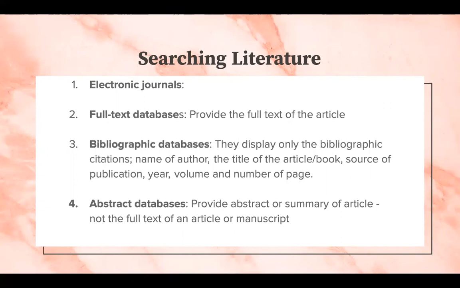First of all are electronic journals, and then full text databases, which provide the full text of the article. Then bibliography databases, which display only the bibliographic citations: names of authors, the title of the article or book, source of publication, year, volume, and number of pages. And fourth, abstract databases provide an abstract or summary of the article, but they don't give the full text of an article or manuscript. Besides these four, there are countless other databases now available and accessible at an inexpensive price on the World Wide Web.